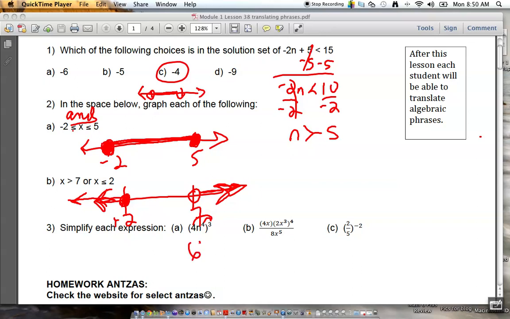4 to the third is 64. N to the 4th to the 3rd, raise a power to a power, is n to the 12th. Yes? How'd you get that? The cube applies to the 4 and the n to the 4th, agree? 4 cubed is not 12. What's 4 times 4? 16. Times 4, 64. Then n to the 4th to the 3rd, I multiply and I get n to the 12th.